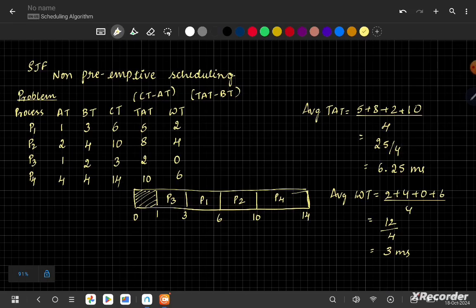So this is your shortest job first, non-preemptive scheduling. In non-preemptive scheduling, we are not giving up the CPU for any other process. Even though the shortest job comes inside the ready queue, we will complete the task and then give the CPU to the process that has the shortest burst time.